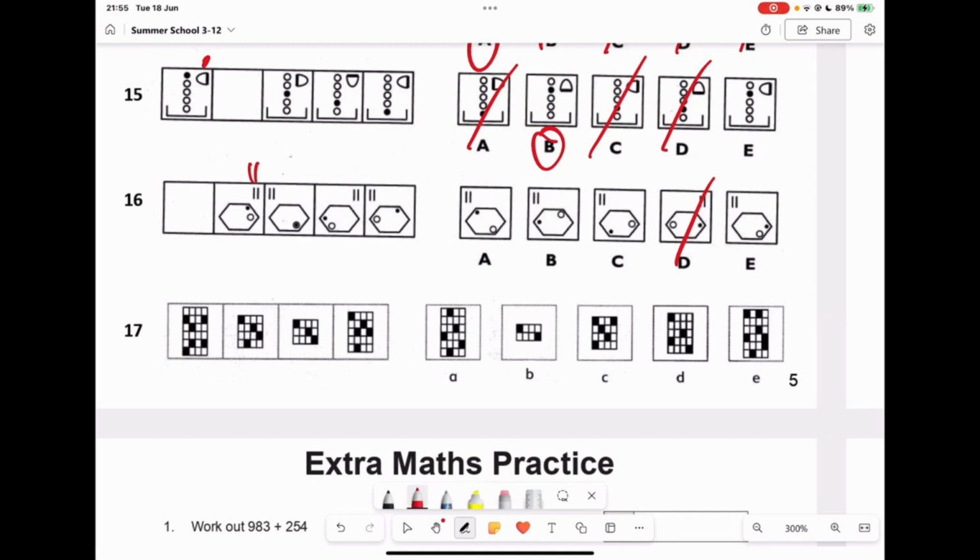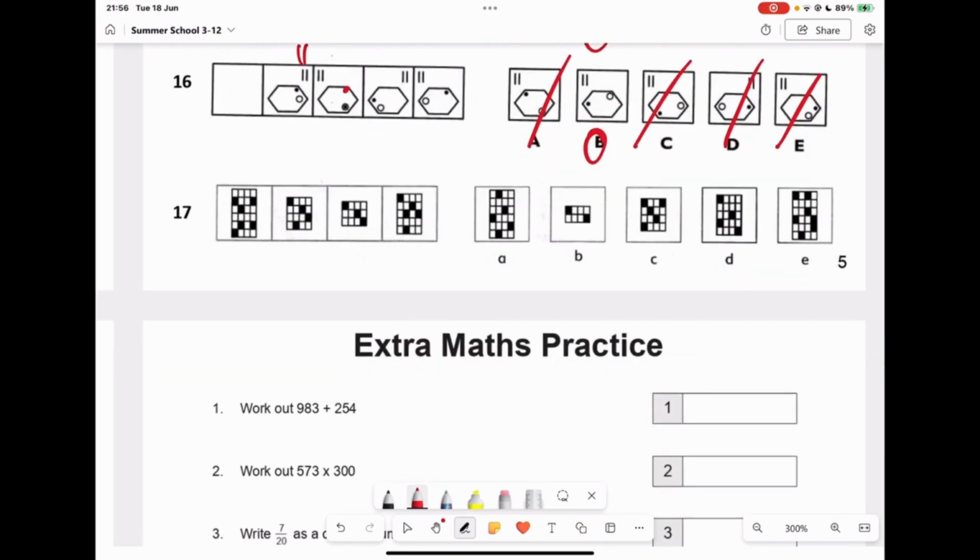So the hexagon remains unchanged except for the inside, where the white circle moves by 1 point each time, whereas the black dot moves by 2 each time, and both are moving clockwise. So we can expect the white dot to be in the top right corner, so that will be the case in B. So the answer will be B.